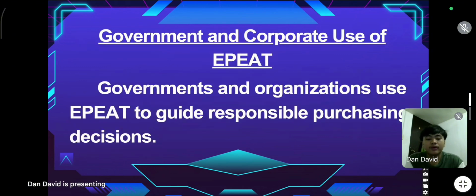Government and corporate use of EPEAT. Governments and organizations use EPEAT to guide responsible purchasing decisions. This shows how policy and procurement influence sustainable manufacturing and promote green computing practices.